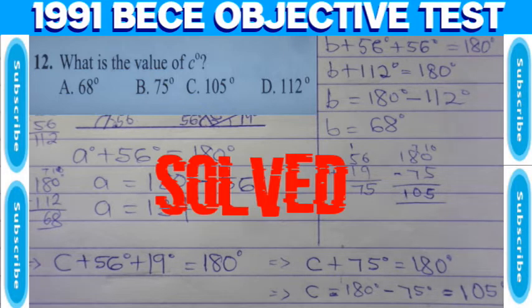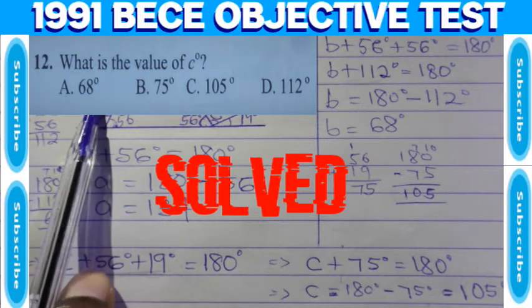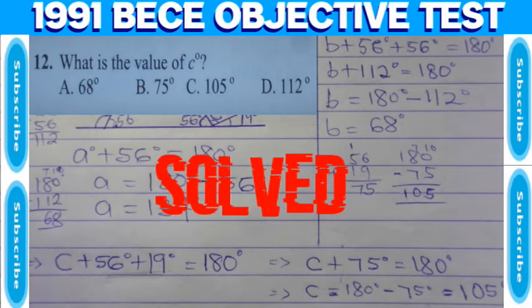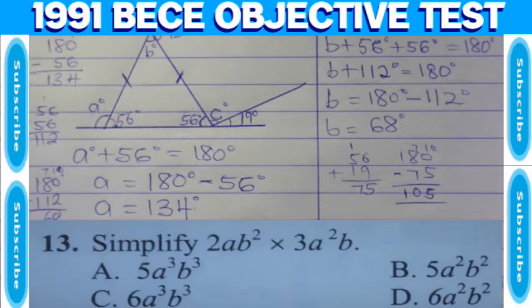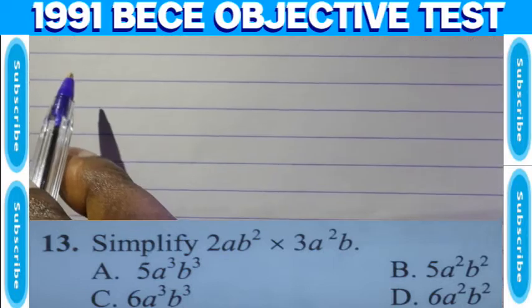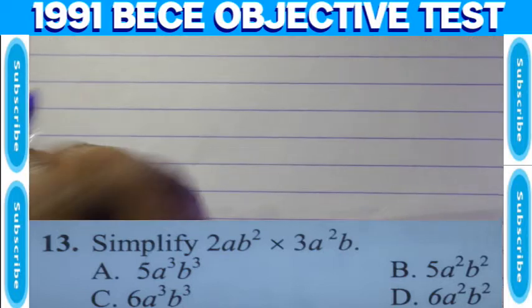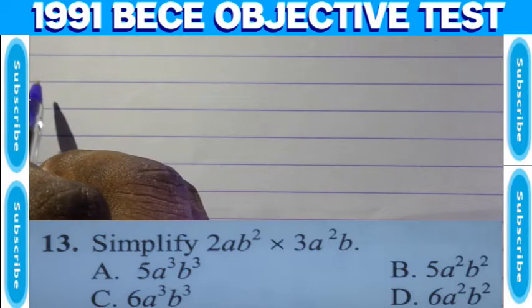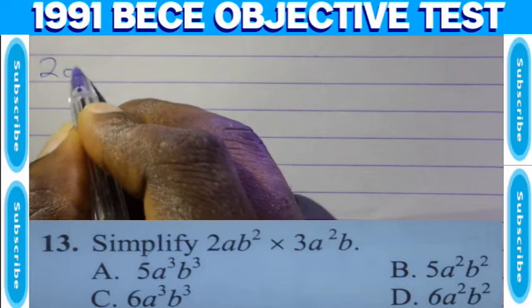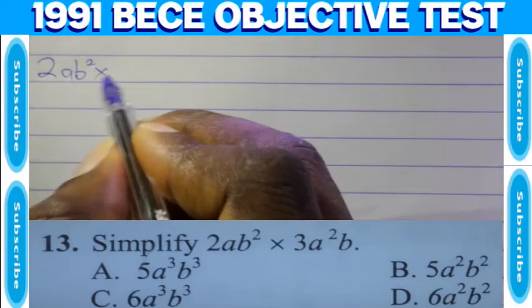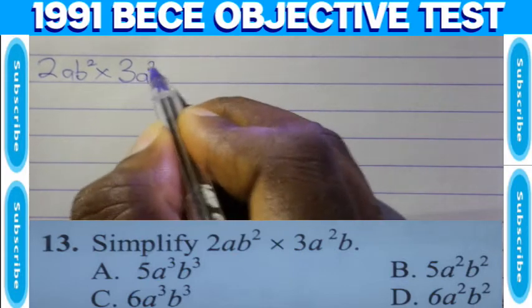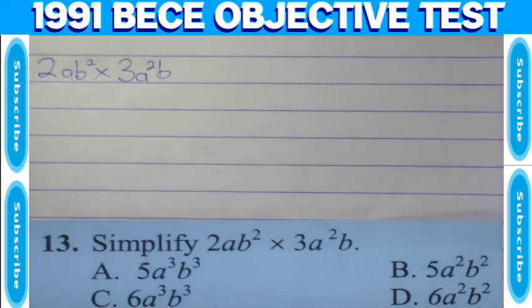So we've solved for the value of A, B, and C. So we are done with using the diagram. Now let's move on to question 13 and take a look at the question. We are simplifying. The question says we should simplify this: 2ab squared multiplied by 3a squared b. So we are supposed to simplify this, and we are multiplying.